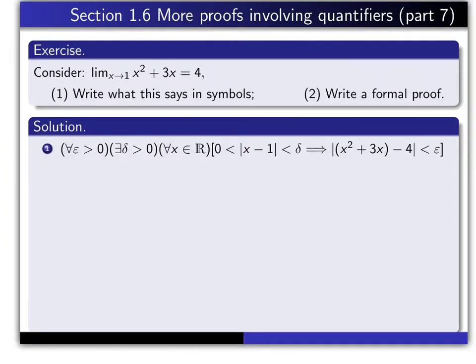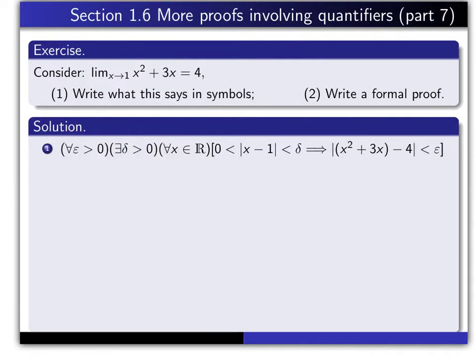So how do we prove such a thing? Well, the beginning is easy. We begin by saying, let epsilon be a given positive real number. Then the real challenge is to do this step here. We have to figure out how to choose a specific delta, depending upon that epsilon that someone just gave us, so that all the rest of this works.